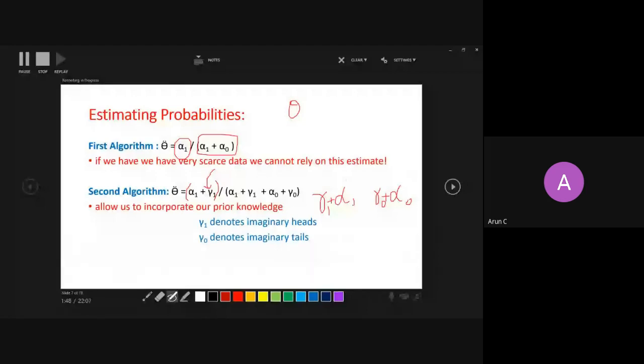Now, if somebody asks you, what is the probability of a head? The total number of trials is alpha 1 plus gamma 1 plus alpha 0 plus gamma 0. You divide the number of times you get a head by that. Head means the imaginary heads plus the real heads you just got from the outcome, right? Clear so far? The algorithm? Yes, sir. Yes.